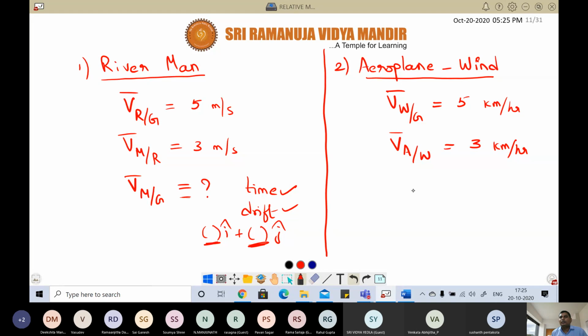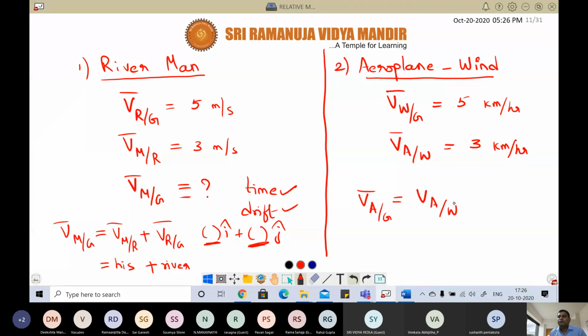Now here also same thing. What will be asked? The velocity of aeroplane with respect to ground. What is the formula here? Just like here we wrote velocity of man with respect to ground is equal to velocity of man with respect to river plus velocity of river with respect to ground, or in simple terms, his effort plus river's effort. Vectorially we should add. In 1 dimension these two will be same, but in 2 dimensions we have to add vectorially. Now here also, velocity of aeroplane with respect to ground is equal to velocity of aeroplane with respect to wind plus velocity of wind with respect to ground.